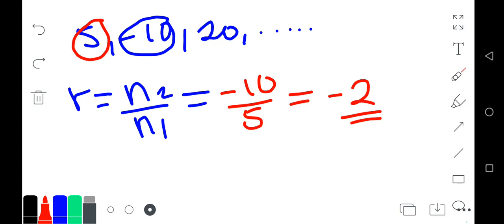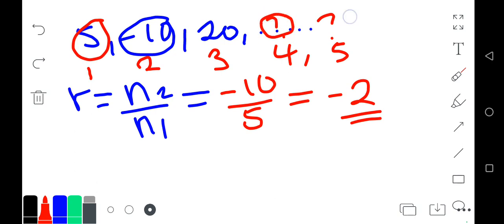Now, what about the nth term, or the formula that we can use in order to find the next number in the series? For example, this is the first term, second term, third term. Now, what about the fourth term? What about the fifth term? So you put a question mark. For you to find what number is going to come next in the sequence after 20 here, or after the third term.